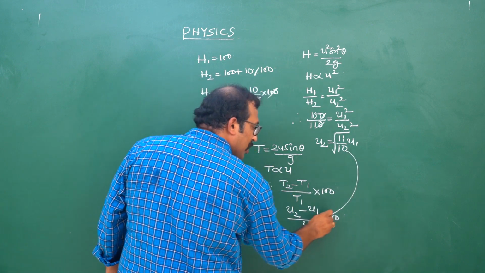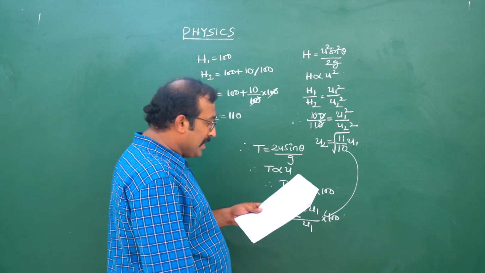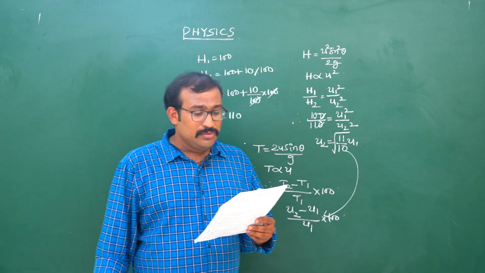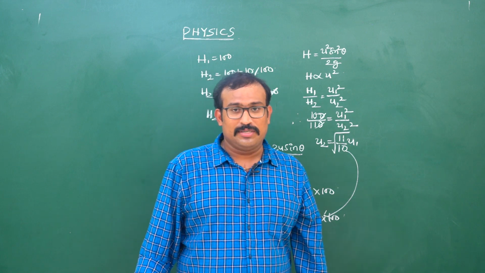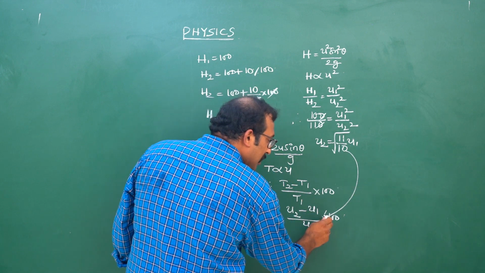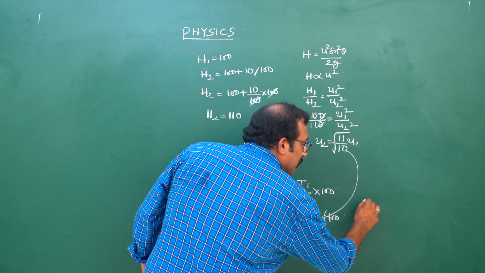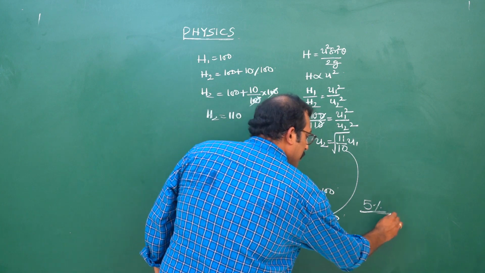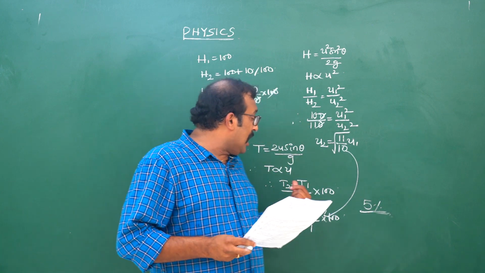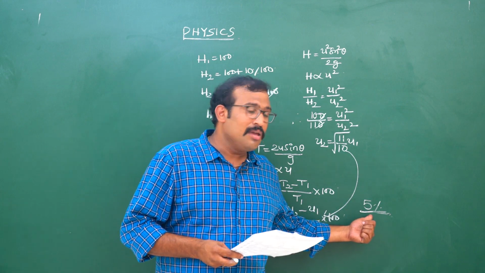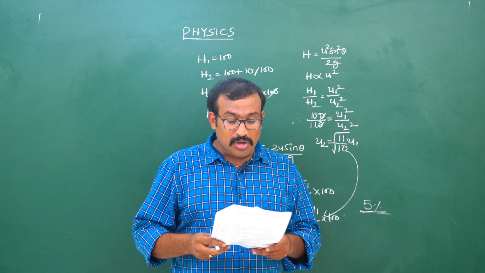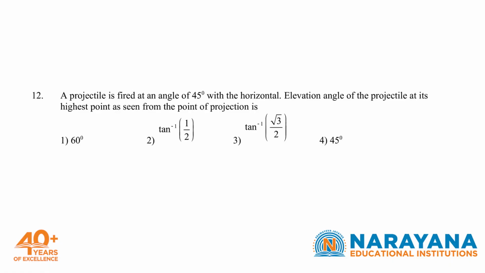Substituting the values of u1 and u2 in this equation, we will get the approximate value of percentage change in the time of flight as 5%. So, substituting and solving this equation, the percentage change in the time of flight is nearly 5%. So our option is the first one.